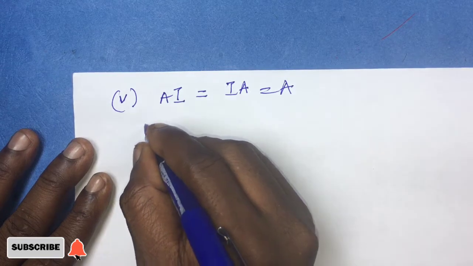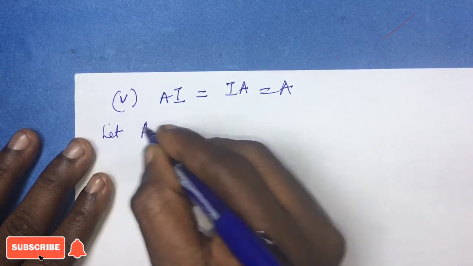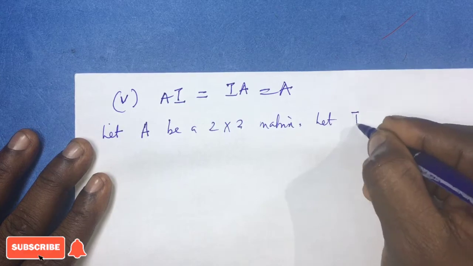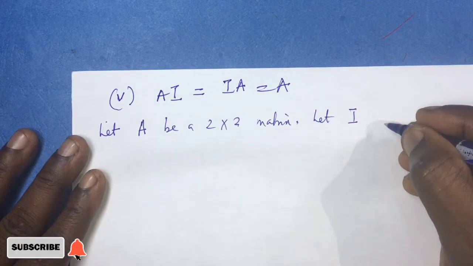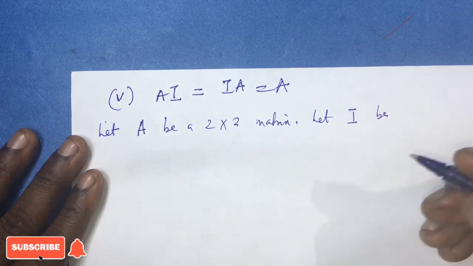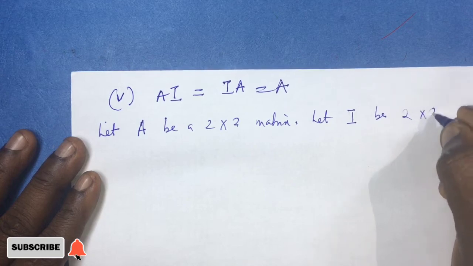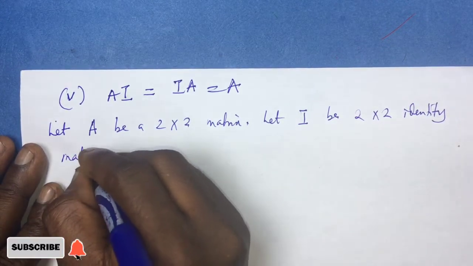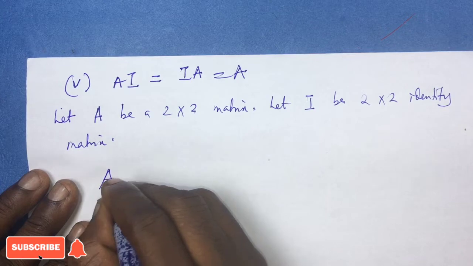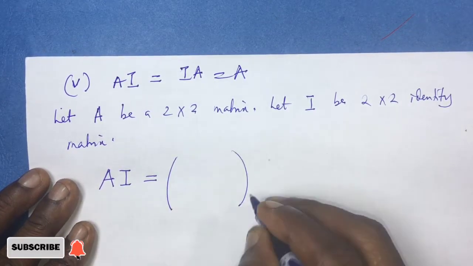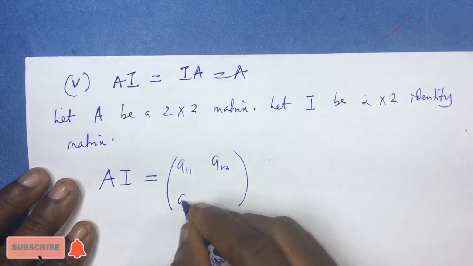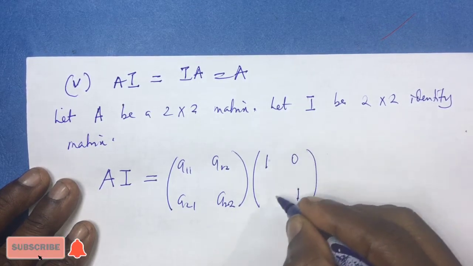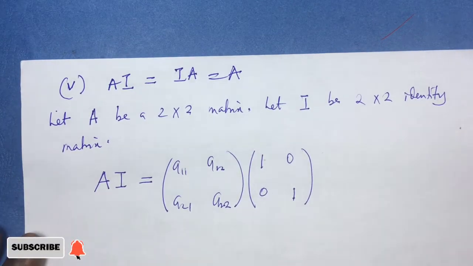So I'm going to take a 2 by 2 matrix. Let A be a 2 by 2 matrix. Let I, remember I represents the identity matrix, be a 2 by 2 identity matrix. Okay? Now let's see. We want to multiply AI first of all. So that will be A11, A12, A21, A22 times the identity matrix, which is 1, 0, 0, 1. That's the identity matrix. So let's multiply.